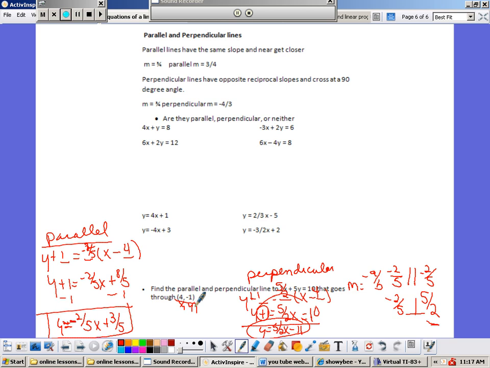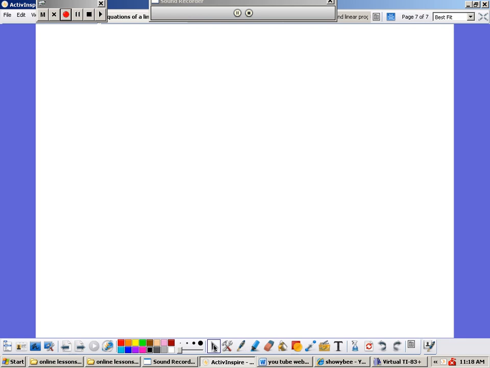So we're going to be using the same information. You just need to be able to figure out what the slope is using the line that you're given. Now it's your turn to practice.